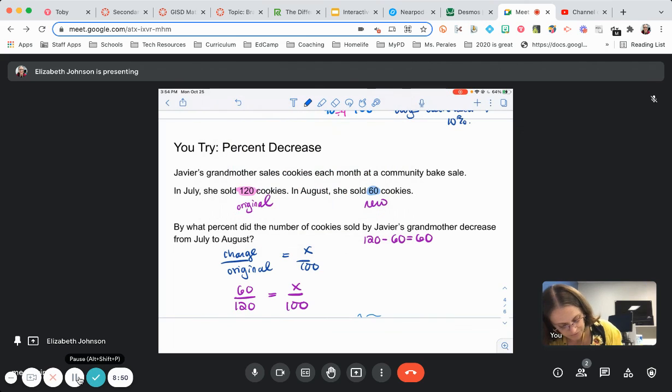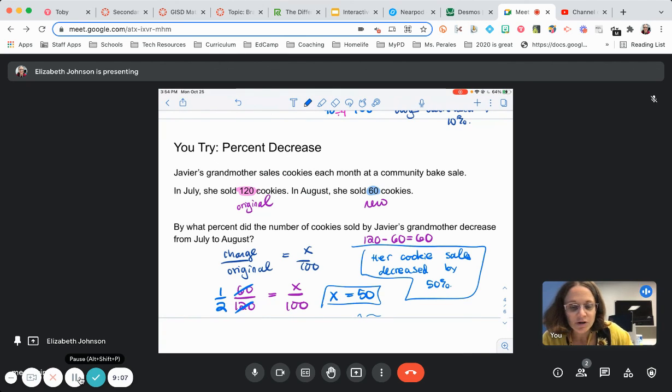I'm going to simplify this fraction again. 60 over 120 is the same thing as 1/2. And you guys are probably already thinking, oh, that's 50%, and you are right. So there was a 50% decrease in the number of cookies that Javier's grandmother sold. Her cookie sales decreased by 50%. Apparently people don't want cookies in August.